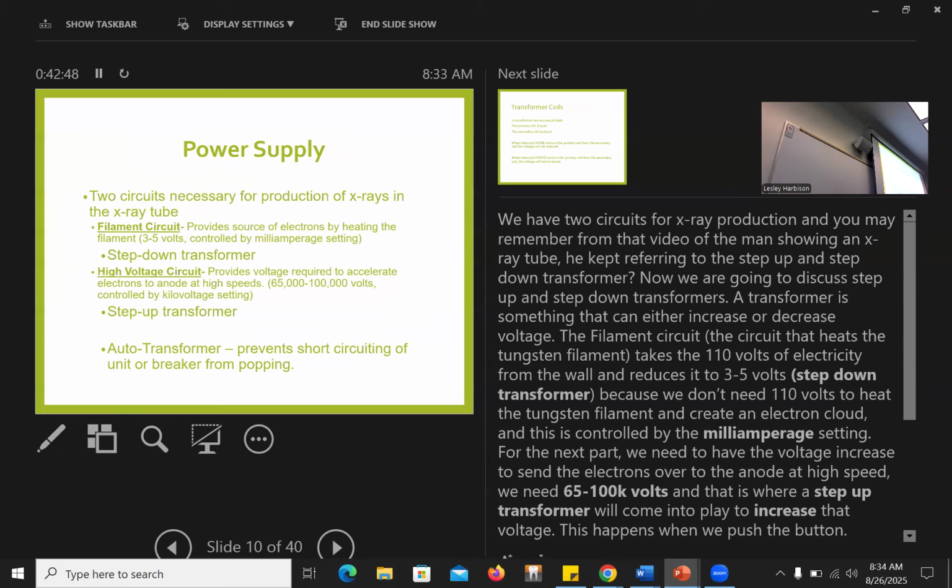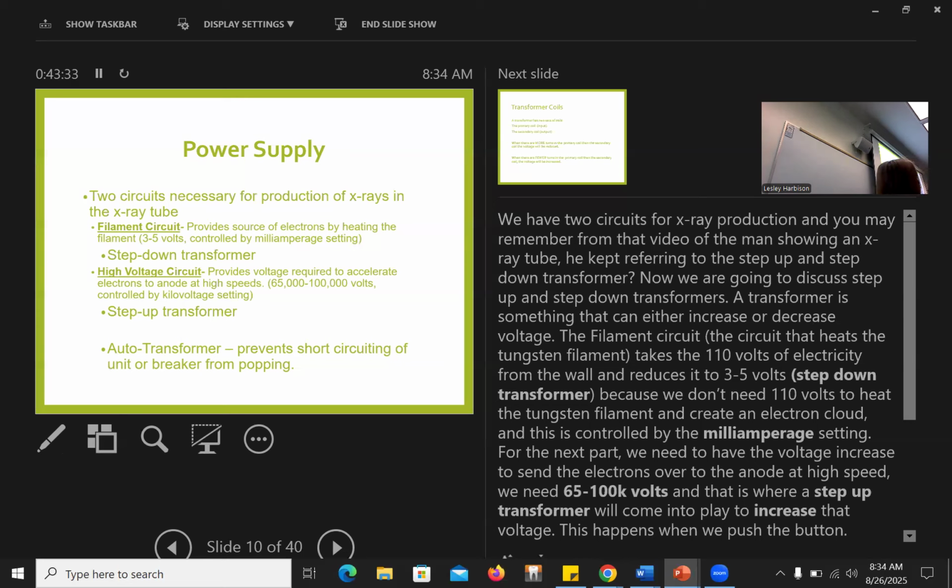Okay, so the filament circuit is responsible for heating the tungsten filament. We know we only need those 3 to 5 volts. We don't need 110 coming out of the wall. So inside the machine there is something called a step-down transformer. And this whole part of the machine and mechanism is controlled solely by the mA. On our machine, it says mA 7. It's a fixed number. It's milliamperage, and that is the system that controls this whole side.